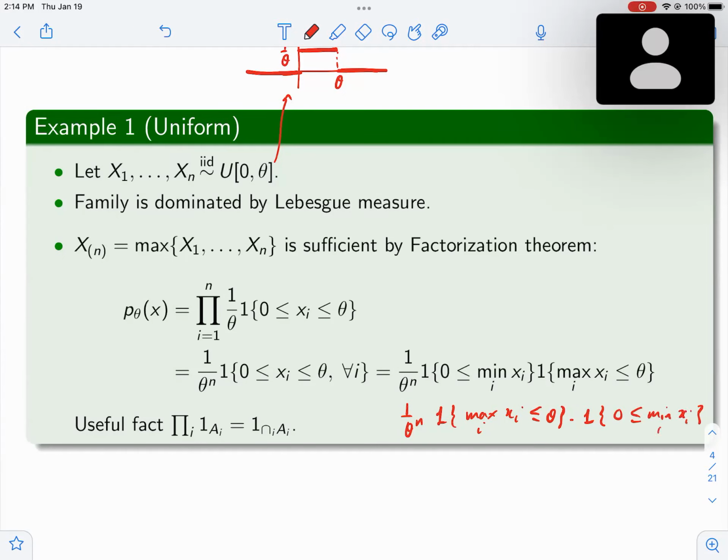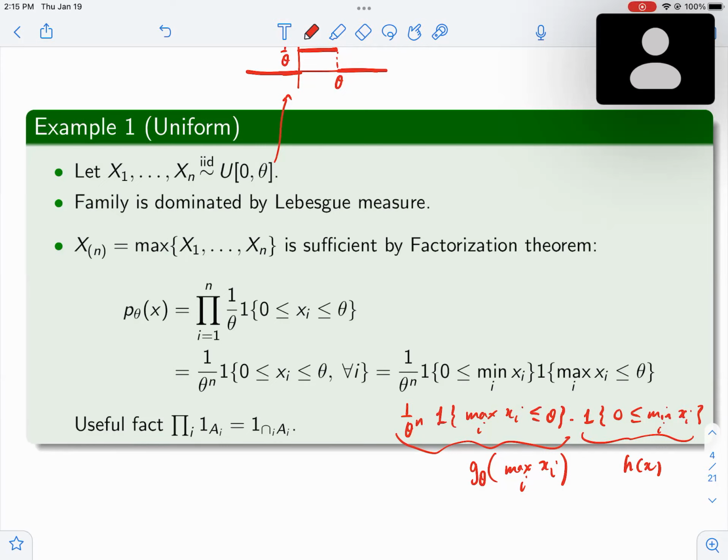and then indicator of min xi bigger than 0. So you can now recognize this as some g theta of max xi, and then this as h of x. So this is factorized into the product of these 2 terms. One is independent of theta, and the other one that depends on theta only depends on the data through the max of xi. Right. So by the factorization, I'm telling you that the maximum of x1 up to xn is sufficient. Okay, very easy proof.